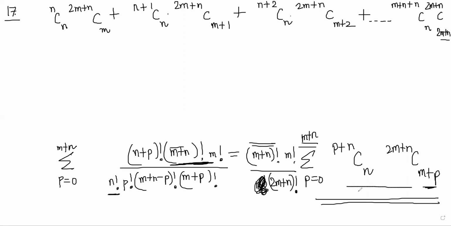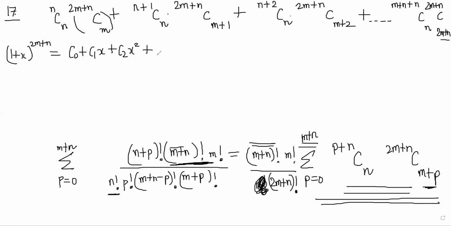I'm trying to write the product of these series term by term, right? Okay, so the first obvious series is (1 plus x) power 2m plus n. That series is c0 plus c1x plus c2x square and so on. But the main terms for us start after x power m, right?